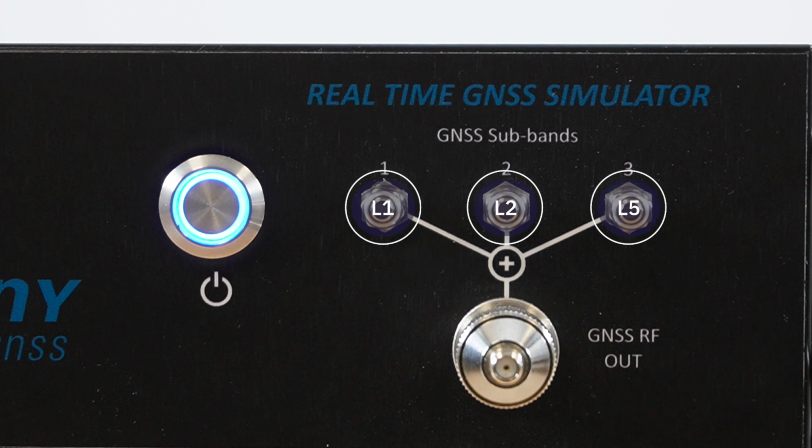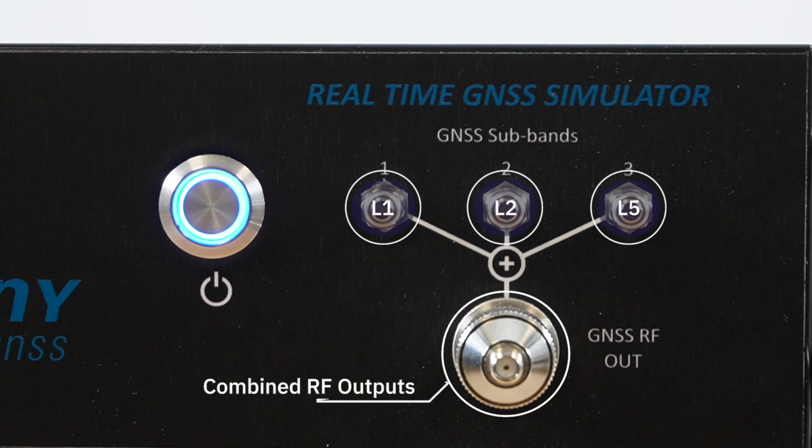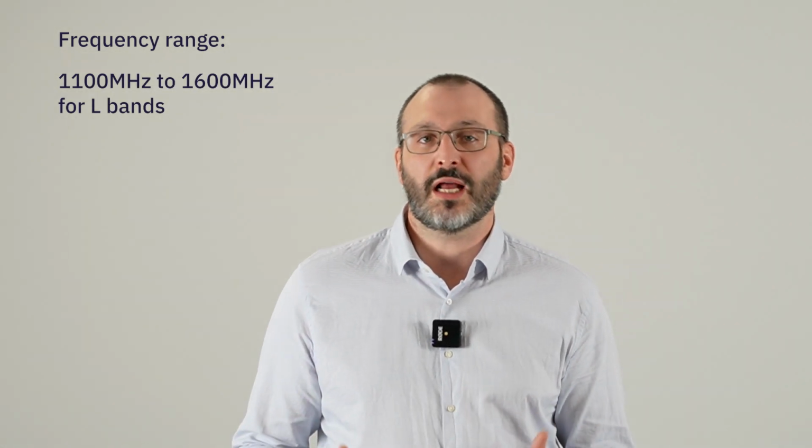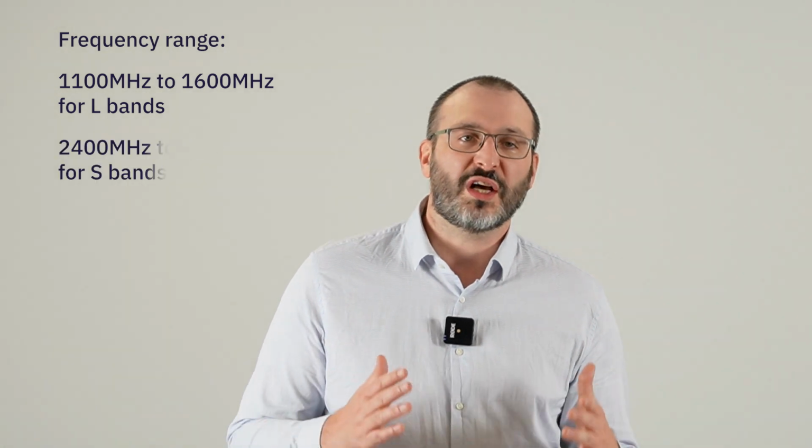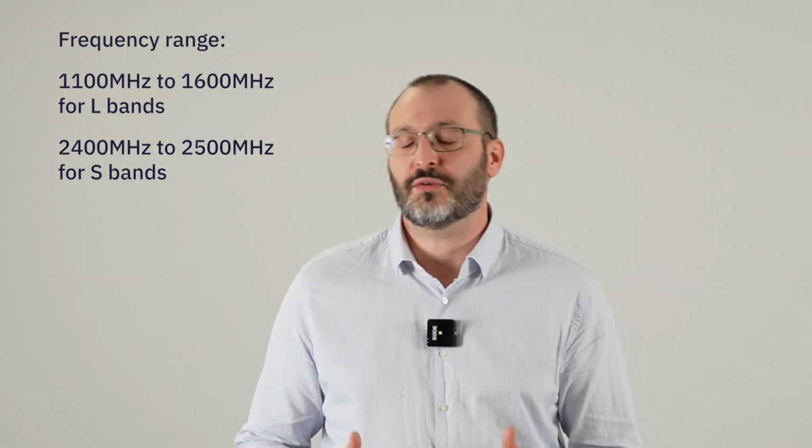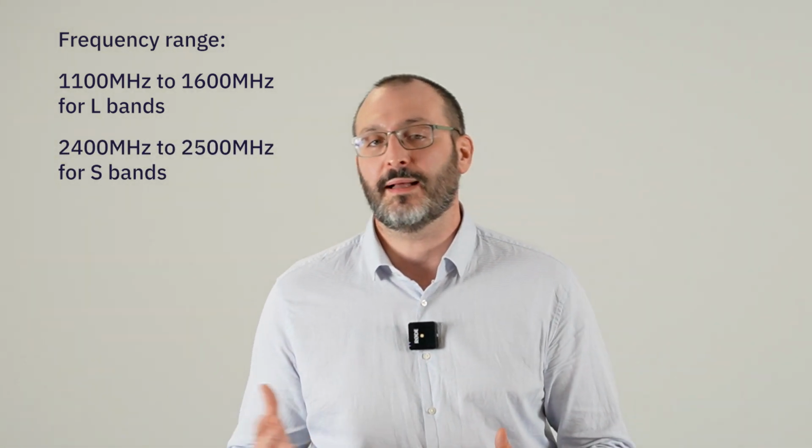The fourth RF output below, implemented by a Type N female connector, broadcasts the combined signal of all 3 defined RF outputs. The RF boards can broadcast on a frequency range spreading from 1100 MHz to 1600 MHz to cover L bands, and from 2400 MHz to 2500 MHz to cover the S bands. Constellator can handle all of the most common GNSS bands from L1 to S.